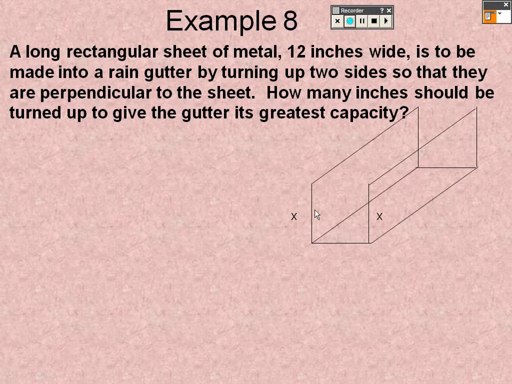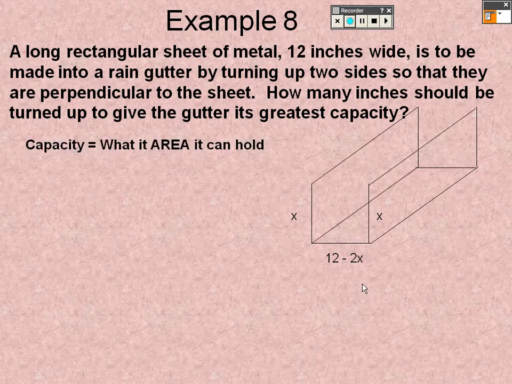So I don't know how high to bend these up, so I'm calling them both x. But I do know that they're both x, because either side I'm bending up exactly the same amount. That's why I know that they're both x. I know the whole thing is 12 inches long. So that's how I get this middle, because whatever's left over will be 12 minus those 2 x's.